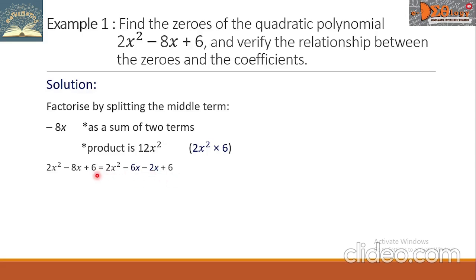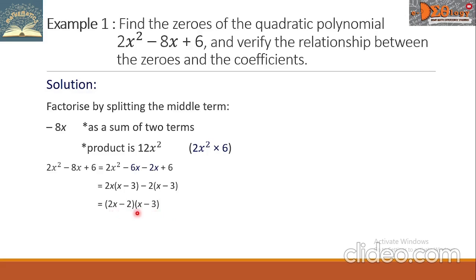In the first two terms, there's a common factor, and that is 2x. What remains is x minus 3 in the first group. Then, in the second group, there is a common factor, and that is the negative 2. When we factor it out, what remains in the second group is x minus 3. In these groups, there is a common binomial, and that is x minus 3. We can factor it out. So we have 2x minus 2 times x minus 3.